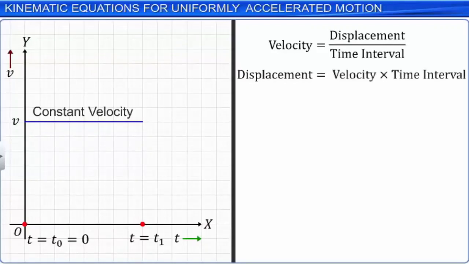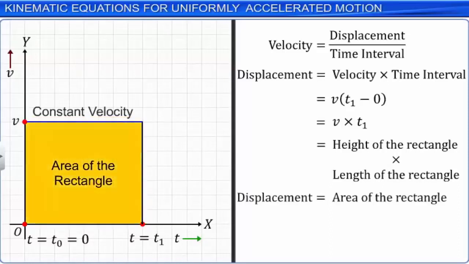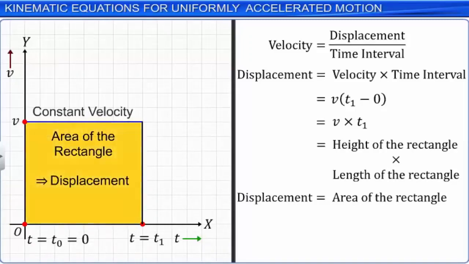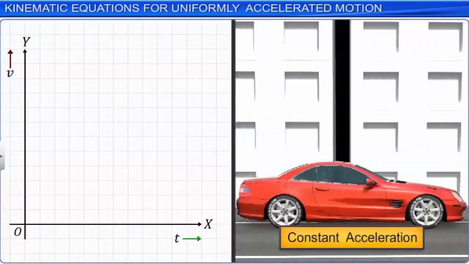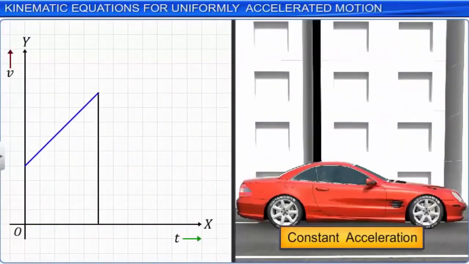This is the product of velocity v and time interval t1. This is nothing but the product of the height and the length of the rectangle formed when a line is dropped perpendicular to the x-axis. That is, the area of the rectangle. The area under the line up to the x-axis indicates the displacement of the body. The same concept applies to bodies moving with a constant acceleration. In this case, the v-t graph will be an inclined line, and the area under this inclined line up to the x-axis represents the displacement.